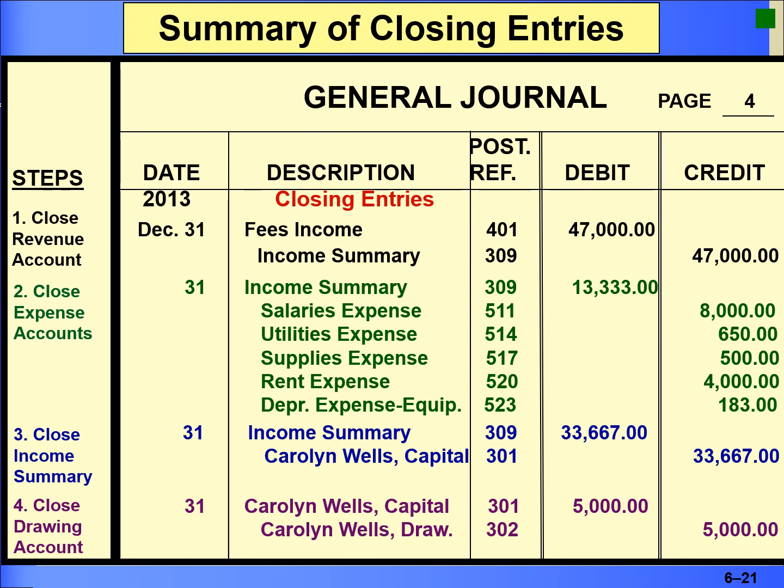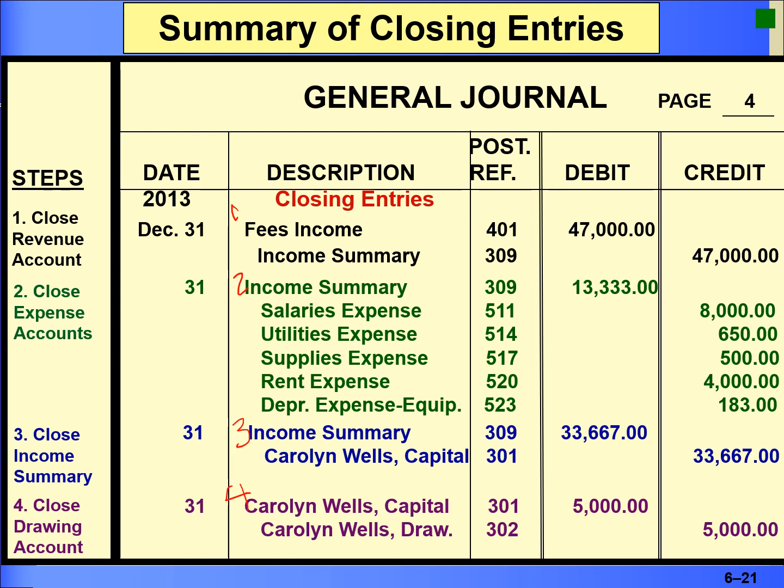And note, here is basically a summary of all your closing entries. And notice if I just label these, the first one is your revenues. The second one is your income summary. The third one is closing out income summary. And then the fourth one is closing out drawing.